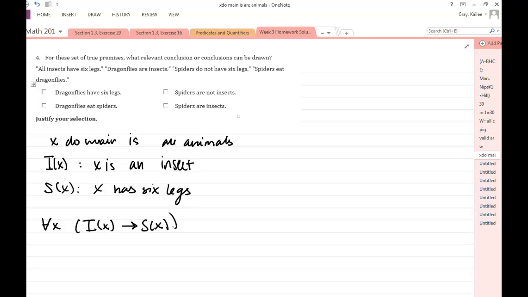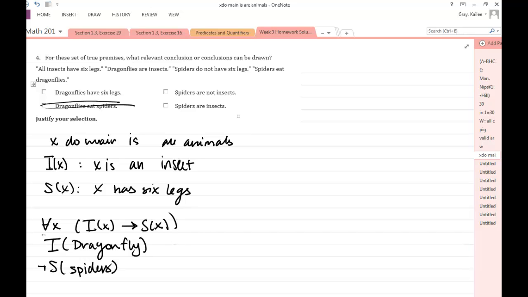So our next statement is dragonflies are insects, so I of dragonfly is true. We also know that spiders do not have 6 legs, so the negation of S of spider is true. And spiders eat dragonflies. I'm just going to leave that one out of there for now, because I know that doesn't imply dragonflies eat spiders. That doesn't make sense. So let's just try to work with these 3 statements here.